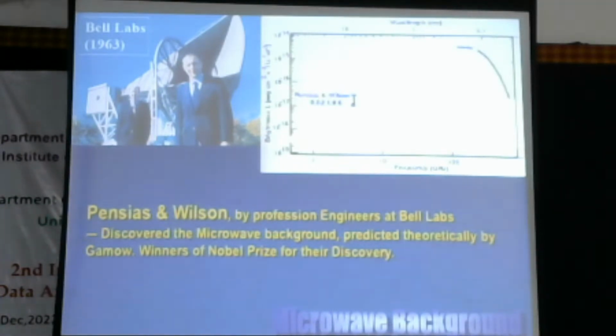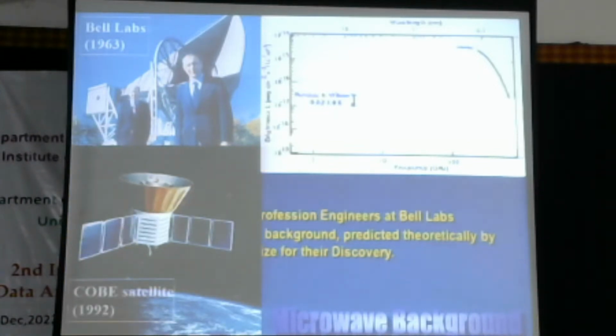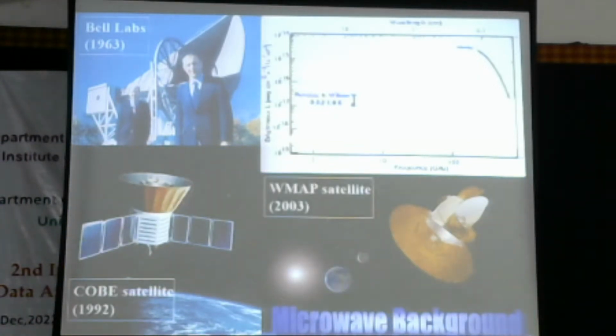While Gamow, who had developed the theory, did not get the Nobel Prize because they had done a practical experiment. This is Penzias and Wilson's experiment. And later on, you see that experiment has continued, and you get a wonderful black body, one of the best fit black body curves of the data.